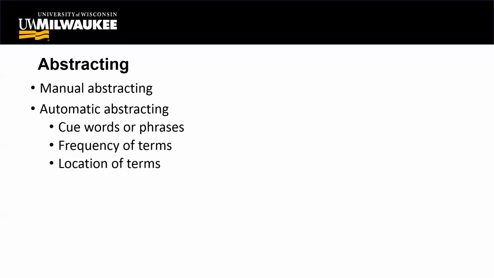There is manual abstracting, of course, by humans, or it could be automatic abstracting. They're looking for some keywords or phrases. They're also looking at the frequency of terms, and the location of terms, such as in the title or the abstract, in the article, or the first opening sentence of each paragraph, or some of the highlighted words. So that's all for this week.